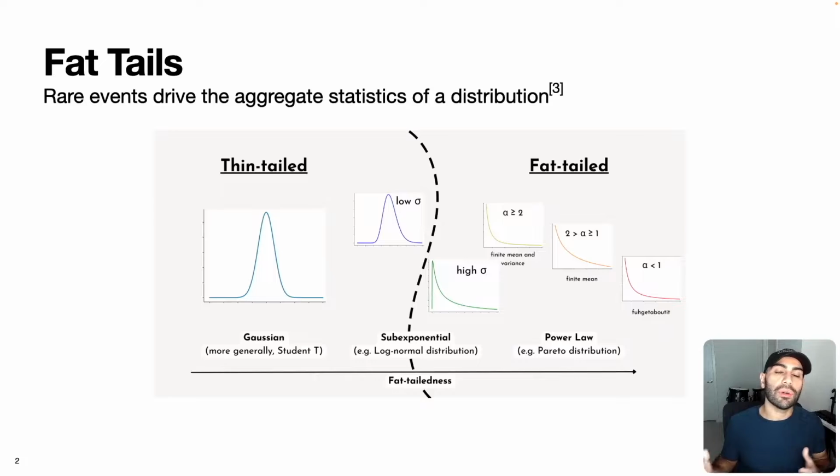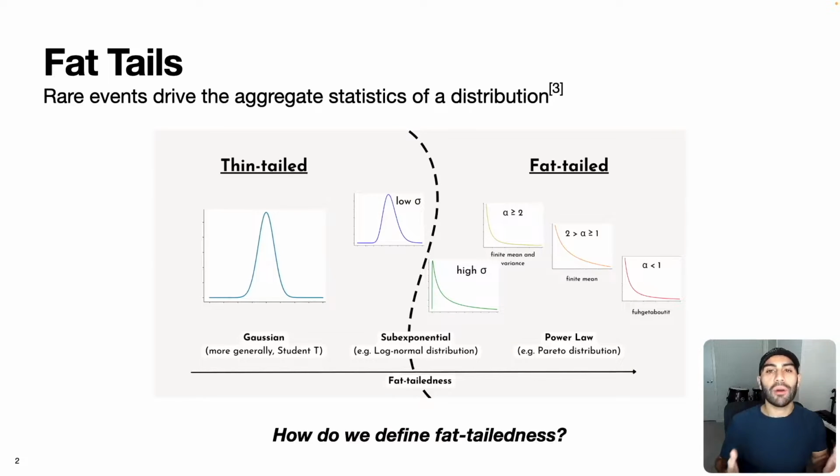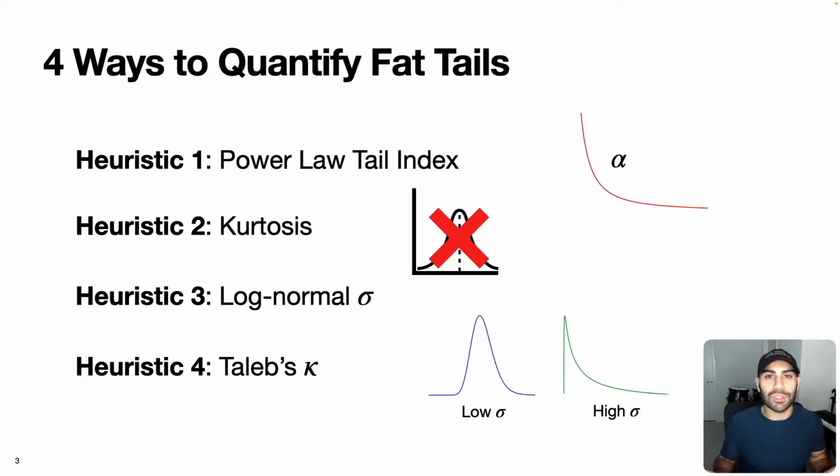Taking this view of fat-tailedness as not some binary property of a distribution being fat-tailed or not fat-tailed, but rather a quantity that lives on a spectrum, this naturally begs the question, how do we define fat-tailedness? While there is no true measure of fat-tailedness, there are a handful of heuristics we can use in practice to help us quantify how fat-tailed a given distribution is.